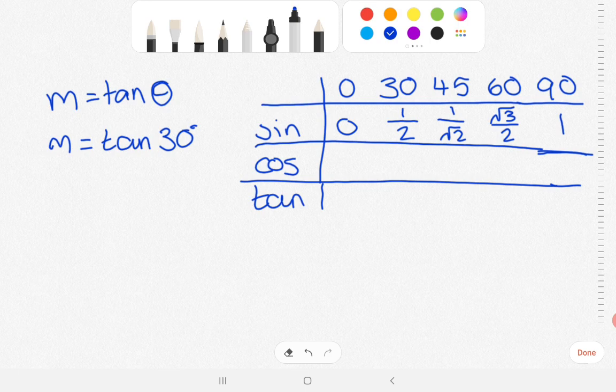Okay, and then cos does the opposite. So cos of 0 is 1. Cos of 60 is root 3 over 2. So we're going backwards over the row above. This one's 1 over root 2. This one's a half. And this one is 0.